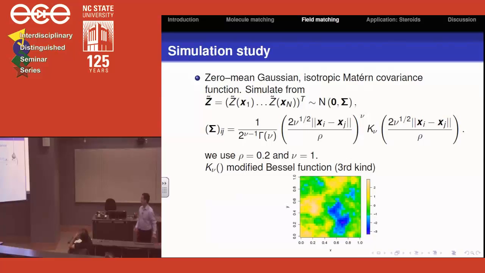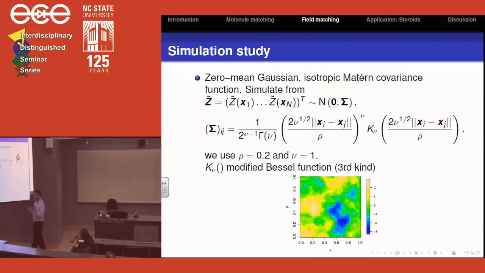Right, so we did some simulation studies just to see if it worked first. We simulated some points. These are actually 2D simulations, and we've done 3D ones as well. So you simulate a field. Here's a field, and then take some points out of the field, and then put them into arbitrary rotation locations, and then see if you can match them back again.